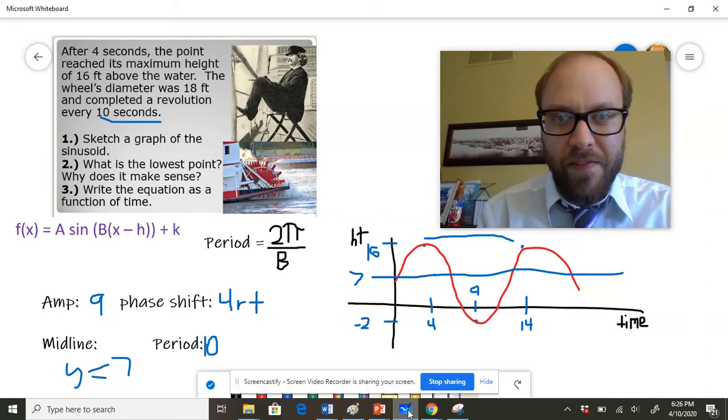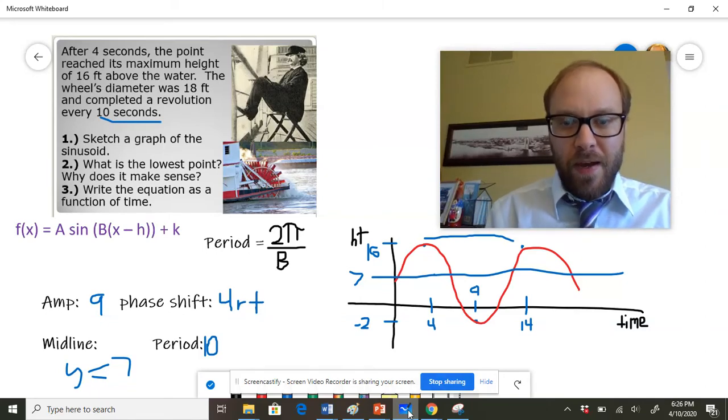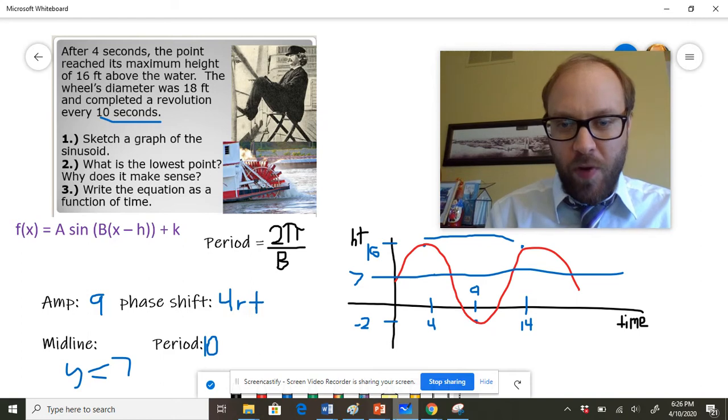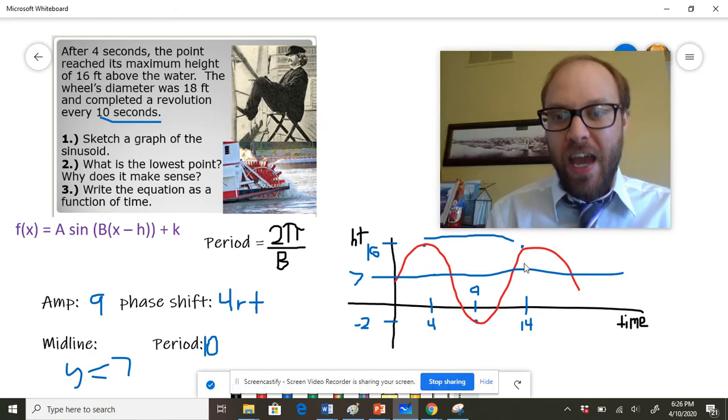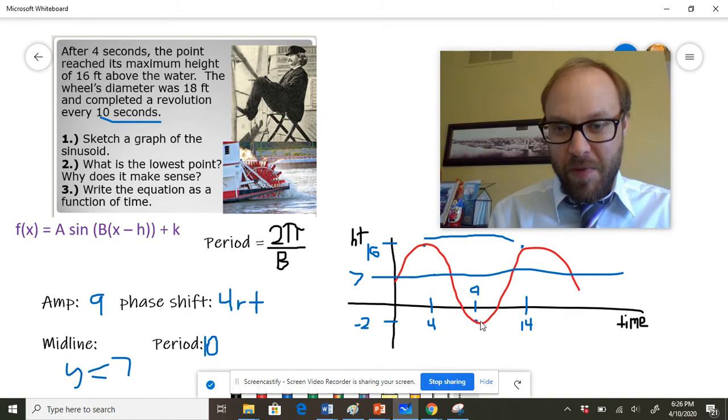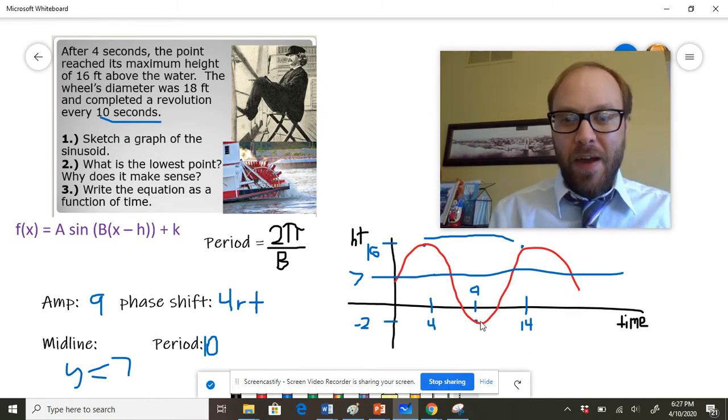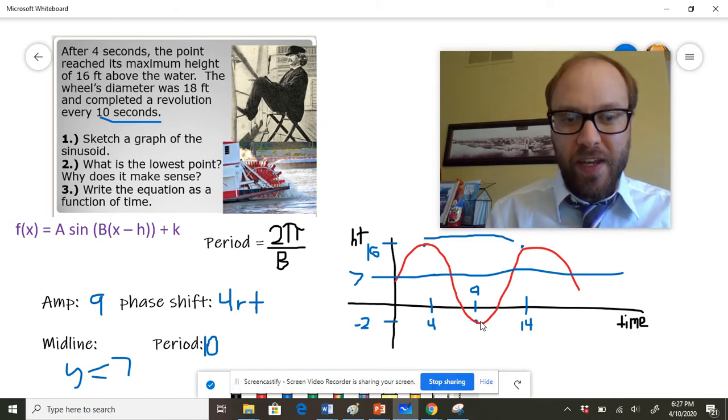Okay, picking up where we left off in this problem. So we plotted a couple of key points here. We knew that this wheel at 4 seconds in hit a height of 16. We knew 14 seconds in it hit a height of 16 again. Exactly in the middle of those 2 points, it had to hit a minimum, which was going to be at -2. And so just with those key points there, we can kind of put this together.